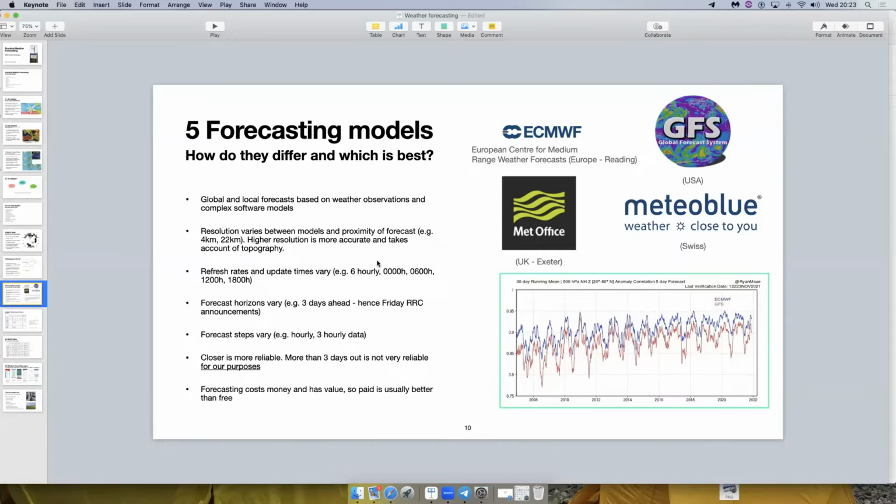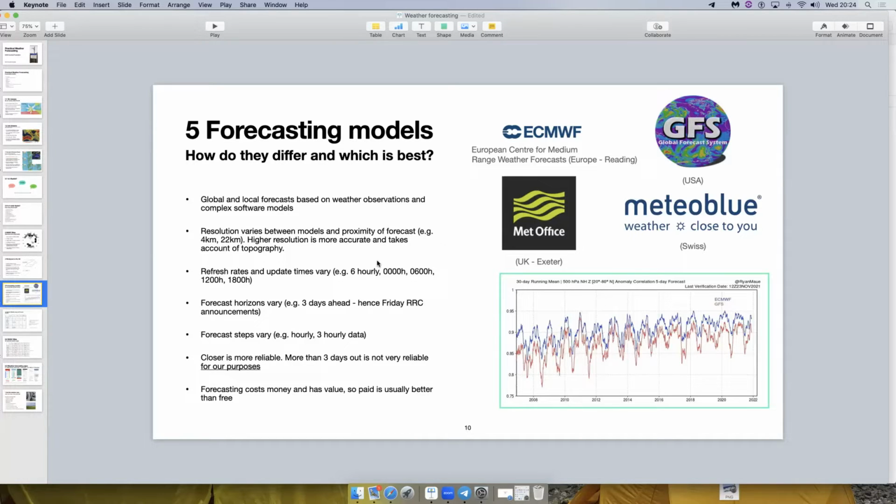Similarly, the horizons for forecasts can vary. My view is that more than 3 days ahead is really not that reliable. And that's why with the Ribbon Club, I do it on a Friday evening, because we've got a reasonably good chance of the weather forecast being right then. Sometimes I'll give an indication on a Tuesday, but that's very much based on how things look at the moment and subject to change. Similarly, the steps vary.